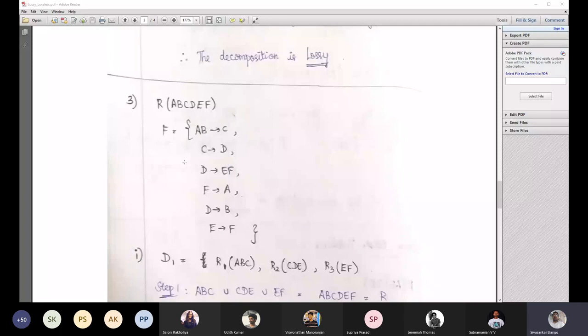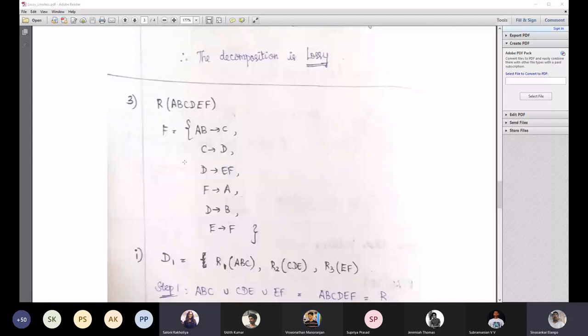Right? So you need to check for different values of Z intersection R1, Z intersection R2 closure, intersection R2 union Z, and so on. So you need to check for different combinations. We're taking D1 for now, right? The first question. So you need to take D.